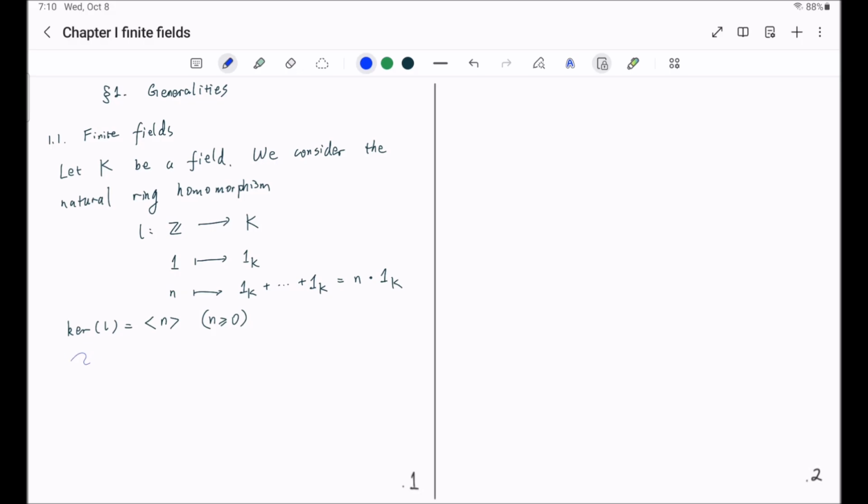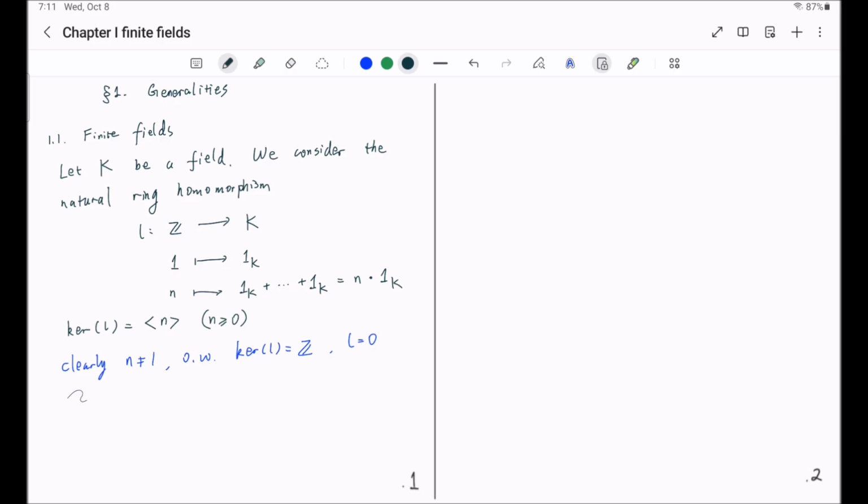Clearly, this n is not equal to 1. Otherwise, the kernel of iota is simply the whole ring Z, which means iota is a zero map. But by our construction, iota sends 1 to 1_K, so this is not a zero map. Therefore, n cannot be equal to 1.